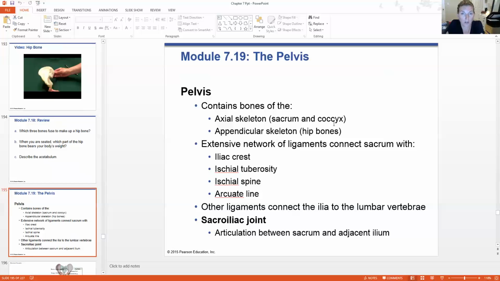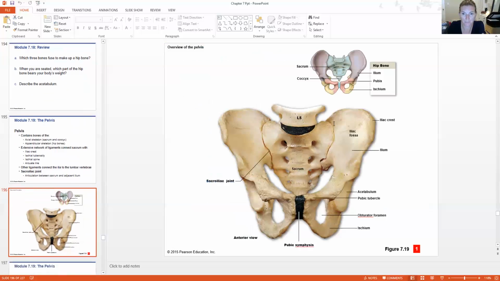So your pelvic bones are not just held in place by the sacrum, they're actually attached to your lower back as well. The sacroiliac joint is the joint between the sacrum and the adjacent ilia. There they are.